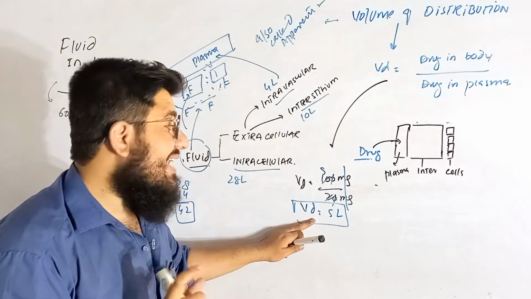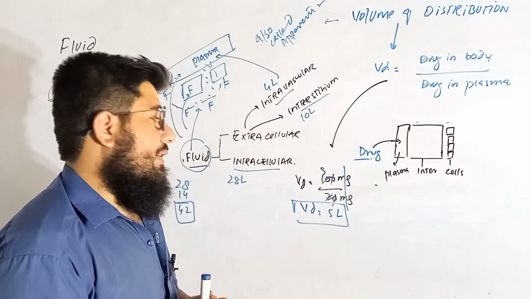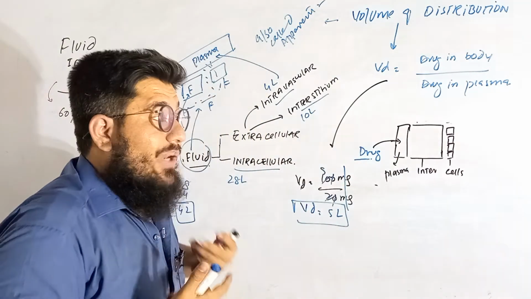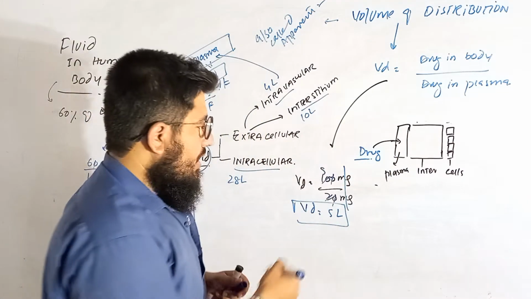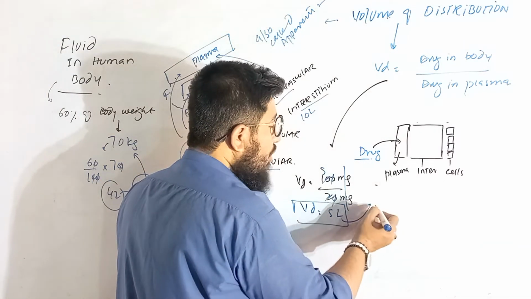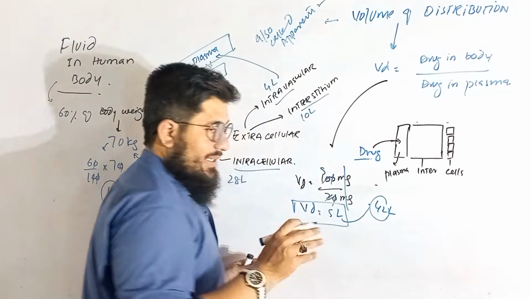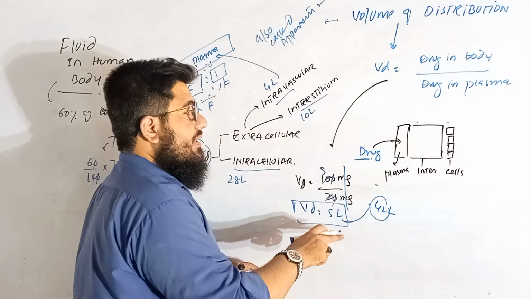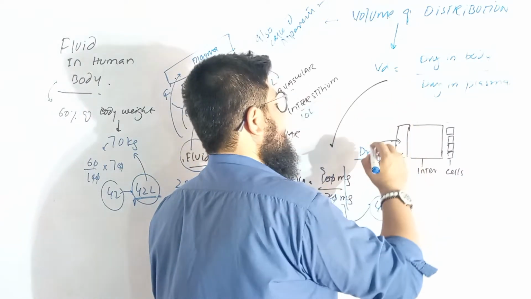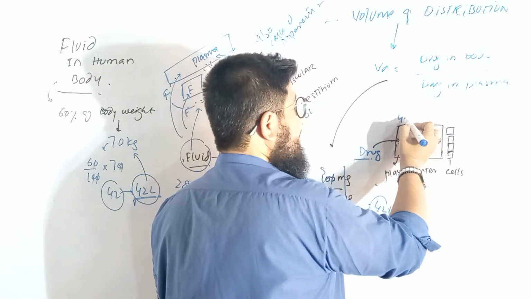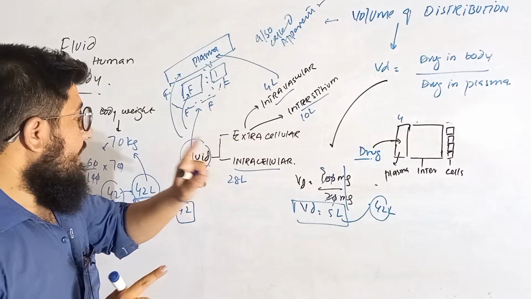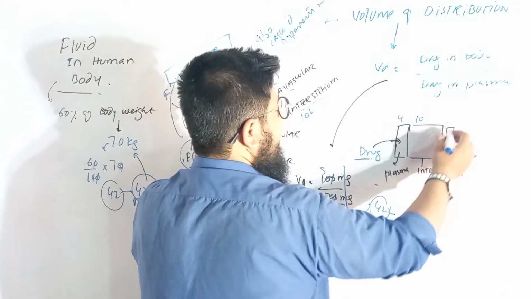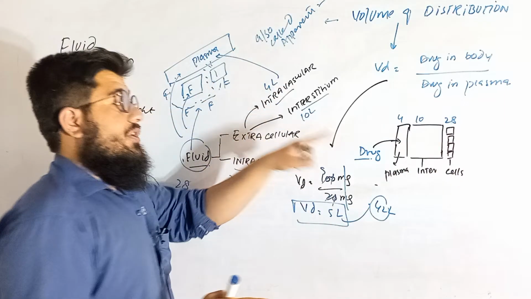Now what does it mean? It means that my drug is actually distributed in 5 liters of the body fluid. Now what will I guess from this answer? Simple. This means that out of the 42 liters of body fluid, 5 liters have been covered. It means that the 5 liters is about plasma. That is, 4 liters is the fluid in the plasma, 10 is in the interstitium, and the remaining 28 is intracellular.